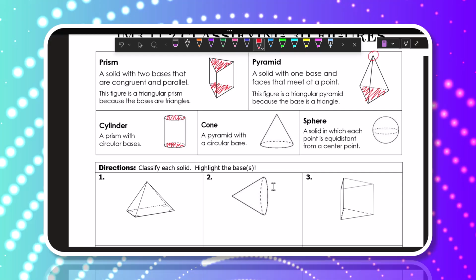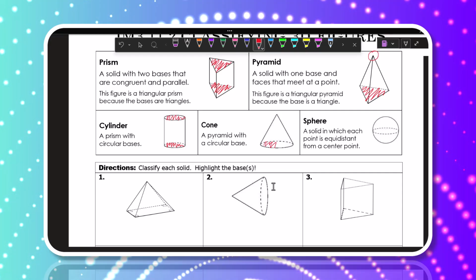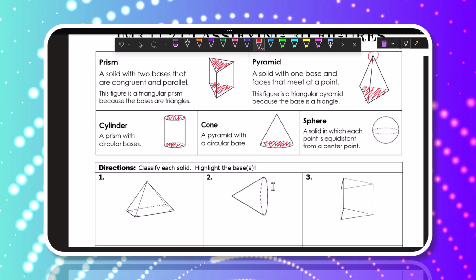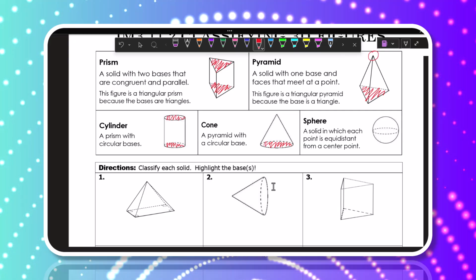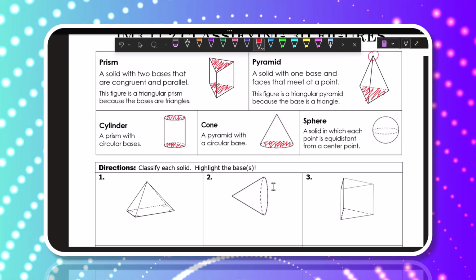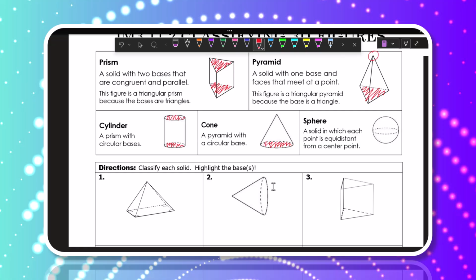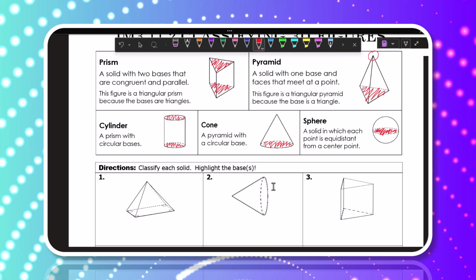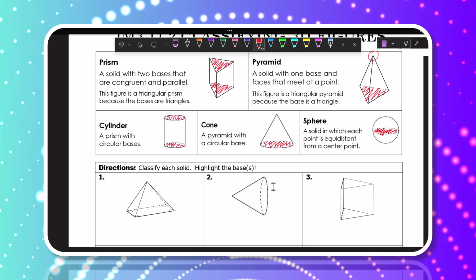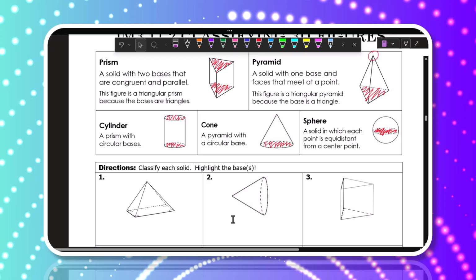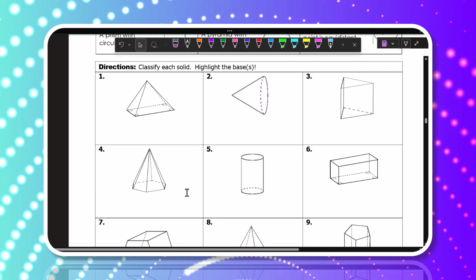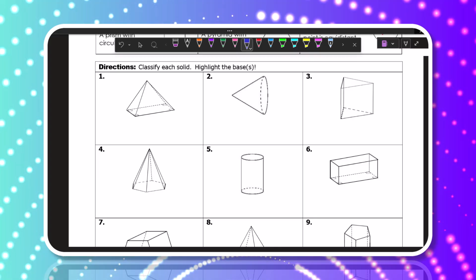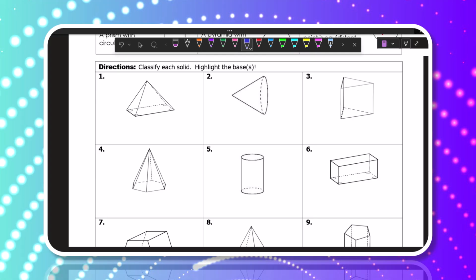Then a cone is a pyramid with a circular base, but we know what a cone looks like. Usually we have it the other way around and eat an ice cream out of it, but okay. A solid or a sphere is a solid in which each point is equidistant from the center point. It's a ball. There's not really a base, although we maybe use this middle kind of segment, but we're not going to deal with spheres this year. So now we're just going to name them. We're not going to calculate anything, just name them based on what they look like.